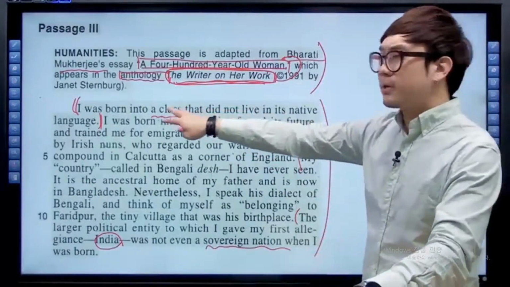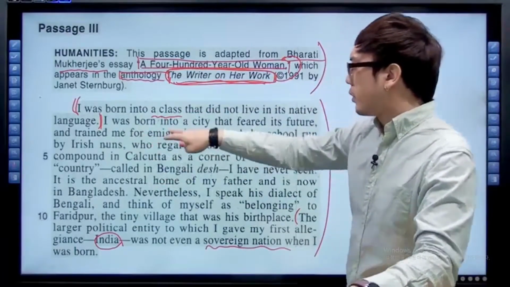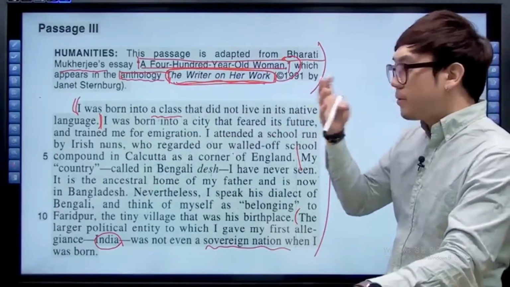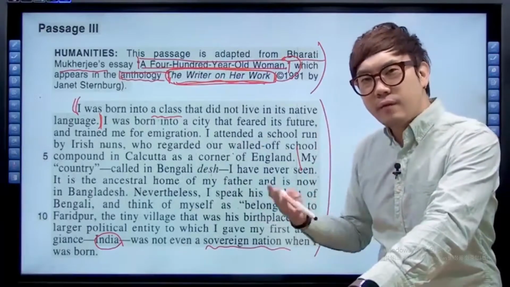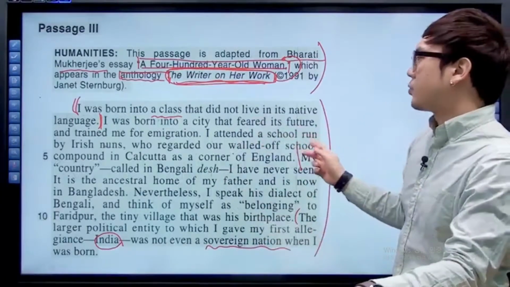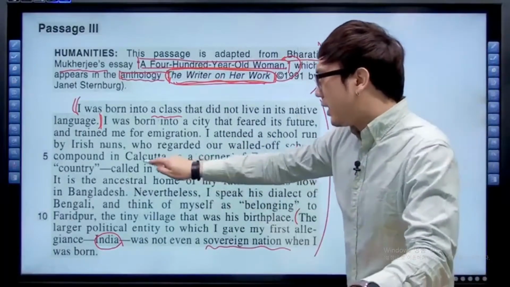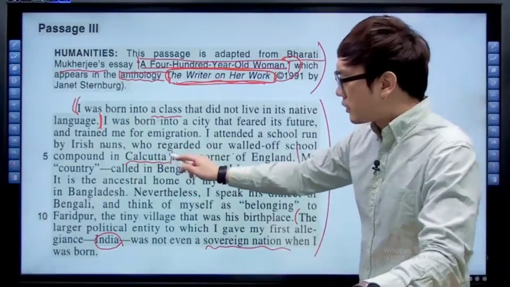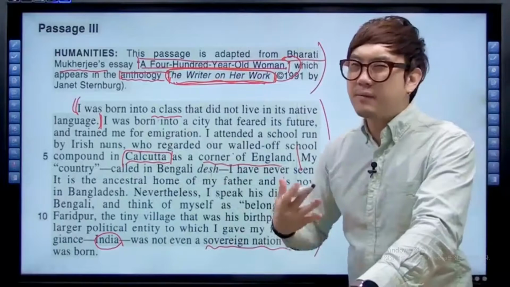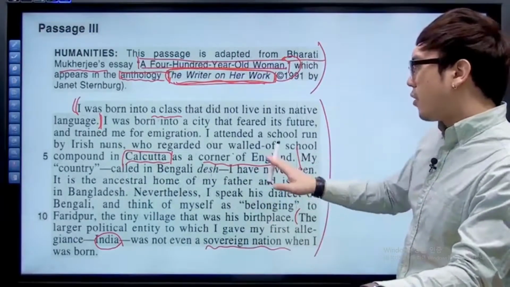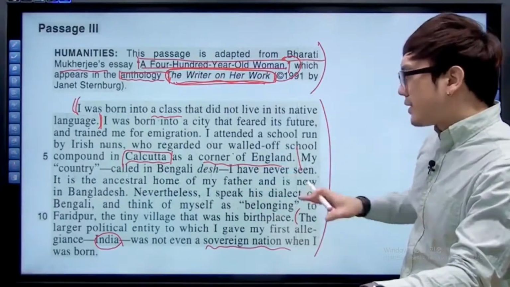Now, she was born into a class that did not really speak its native language. And if you read it a little further, I was born into a city that feared its future and trained me for immigration, right? So she was living in very dangerous times, I guess. I attended a school run by the Irish nuns, who regarded our walled-off school compound in Calcutta as a corner of England. So she was living in Calcutta, and it was like a corner of England, so meaning that the times were not so right. And it says, my country, called in Bengali Desh, I have never seen. It is the ancestral home of my father and is now in Bangladesh.